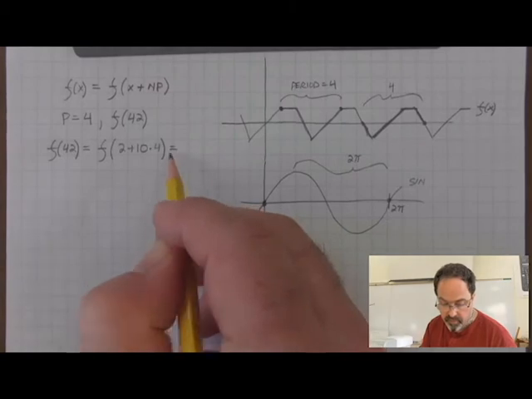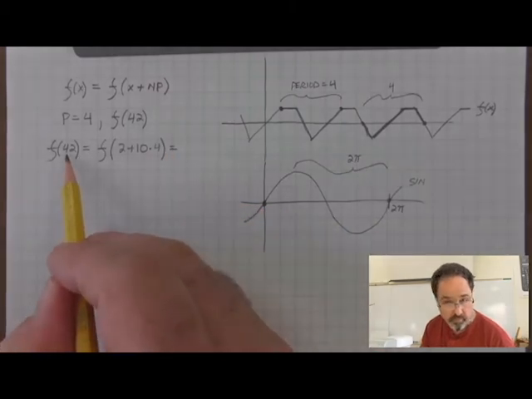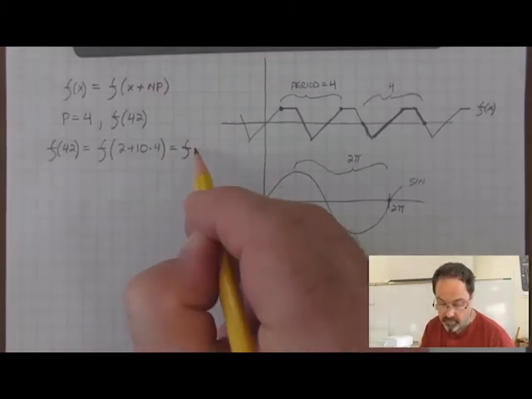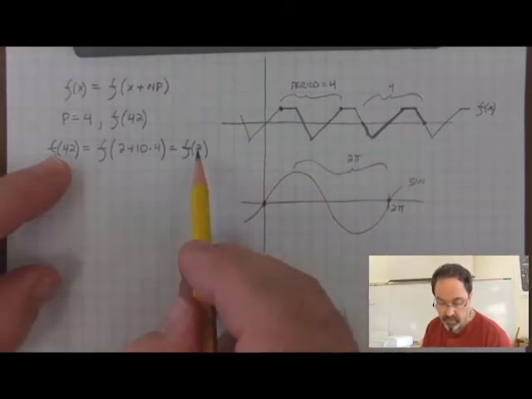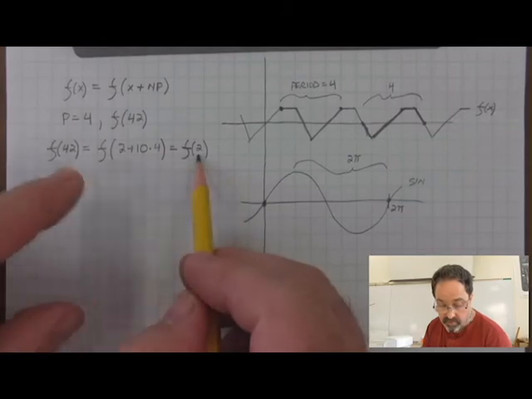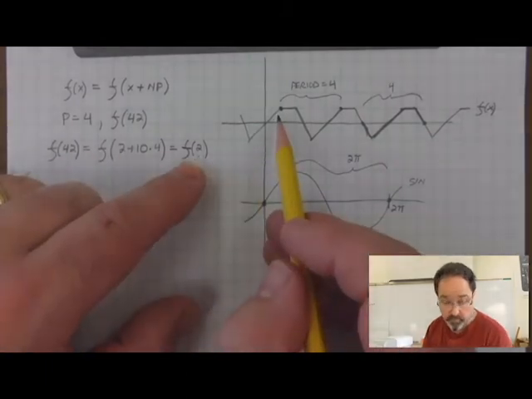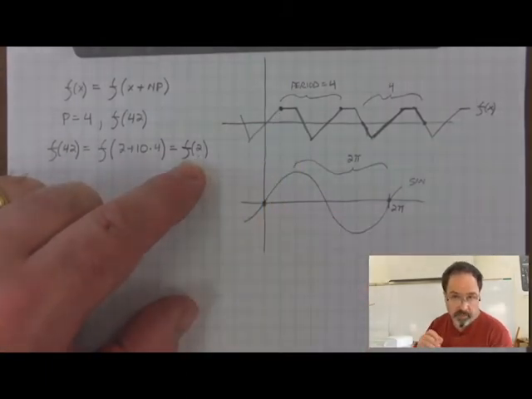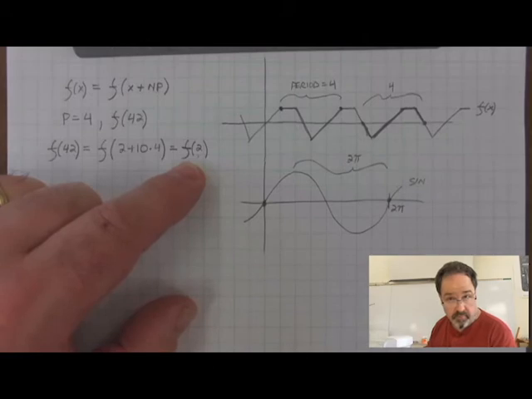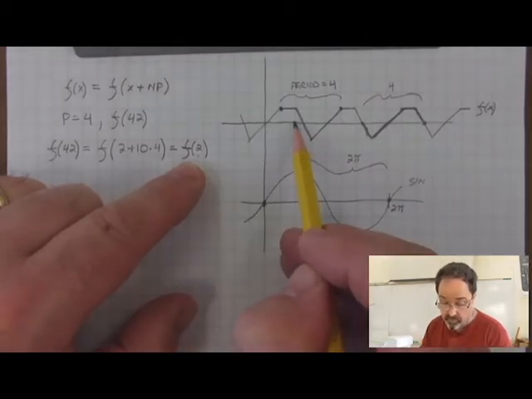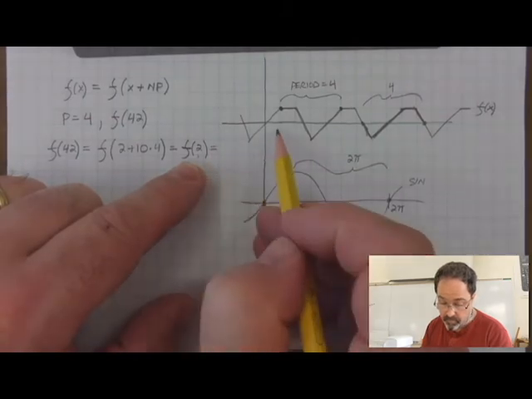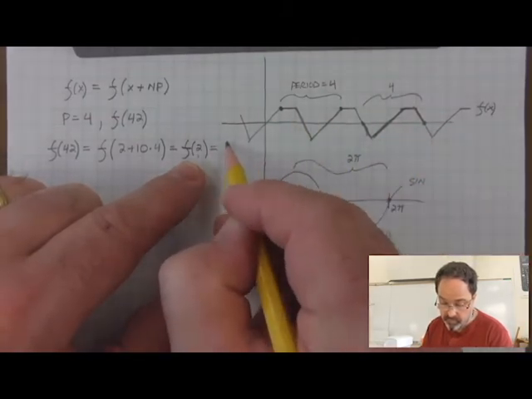So I'm going to find the value at 42 by looking at the value of the function at 2. The value of the function at 2 is equal to the value of the function at 42 because 42 is 10 complete periods over to the right, but it comes back to the same value. The value at 2 can be observed on the amount of the graph that's presented.